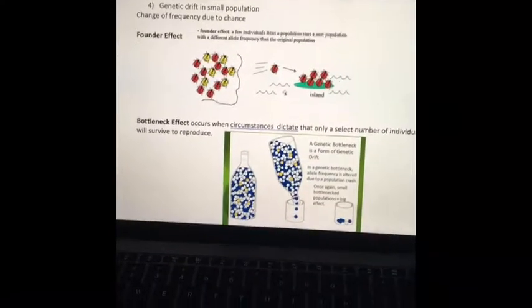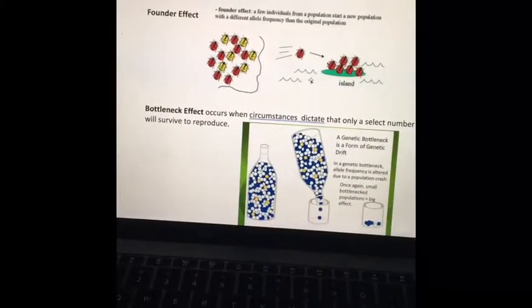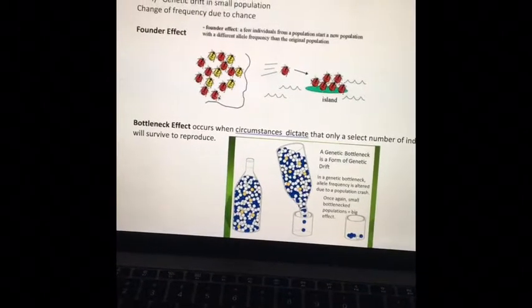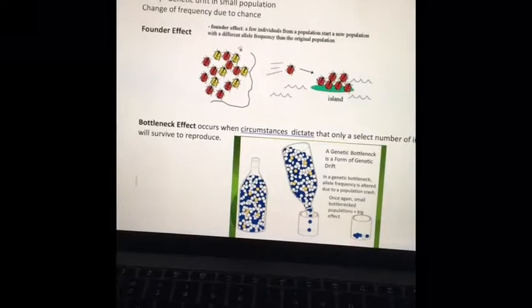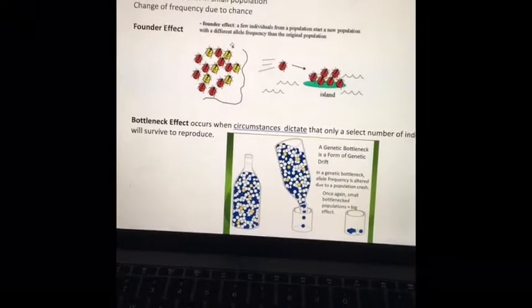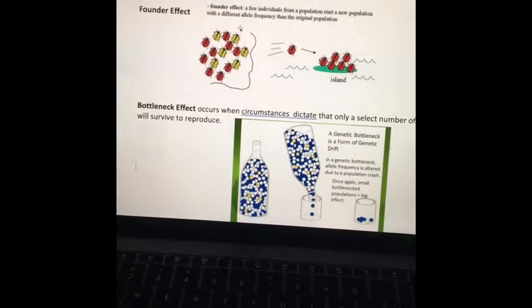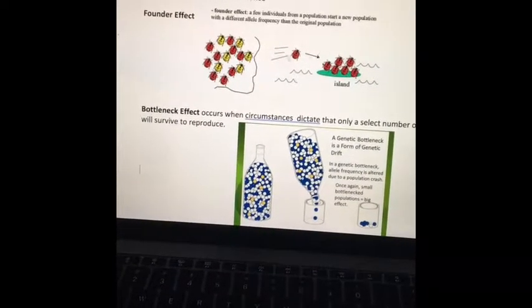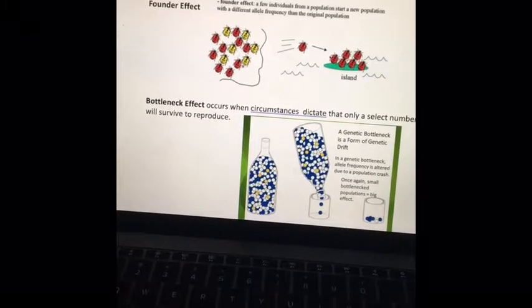Okay, so the fourth agent of evolutionary change is genetic drift in a small population, and this happens in either the founder effect or the bottleneck effect. That's what they're called. And the founder effect is when a few individuals from a population start a new population, the founders, and they have a different allele frequency than the original population. And this is shown in this picture of the bugs.